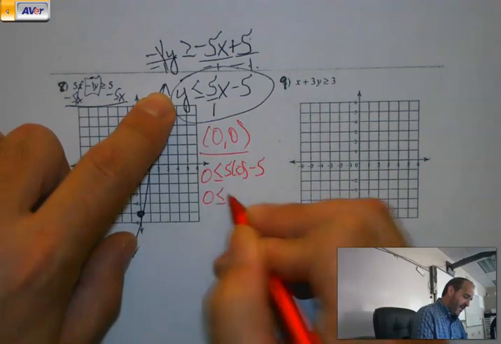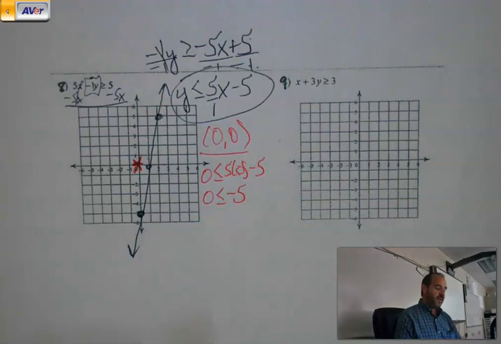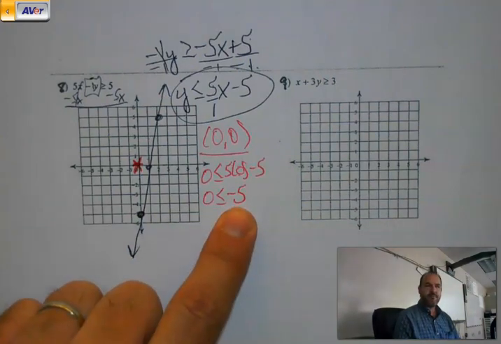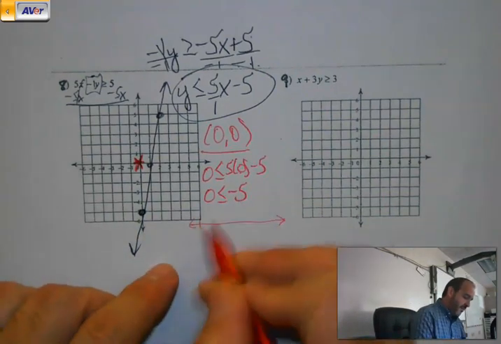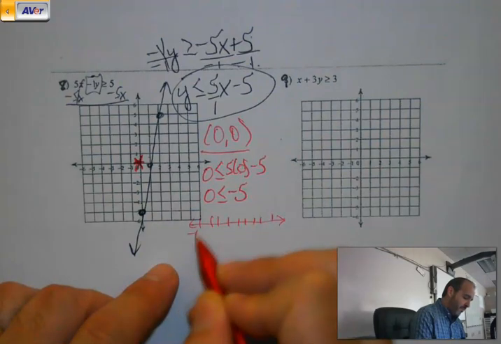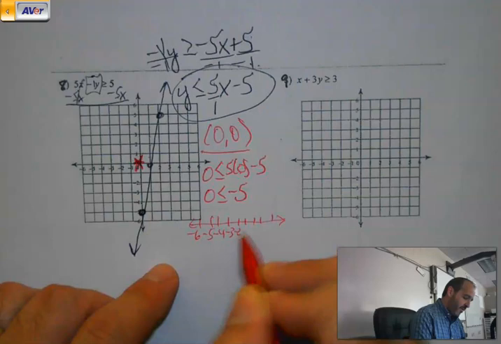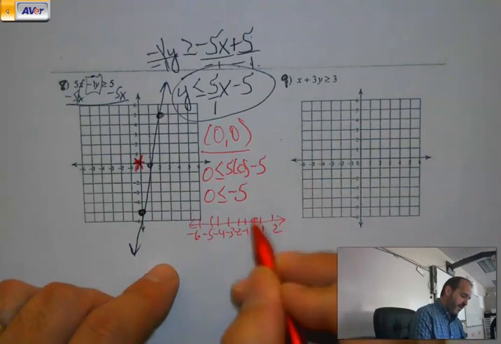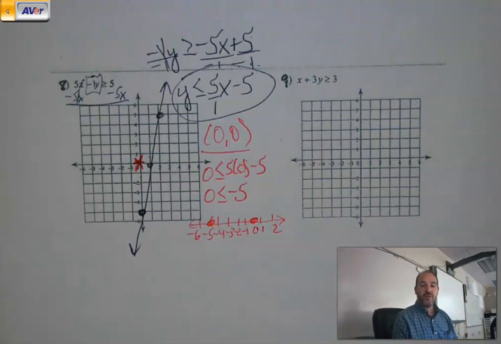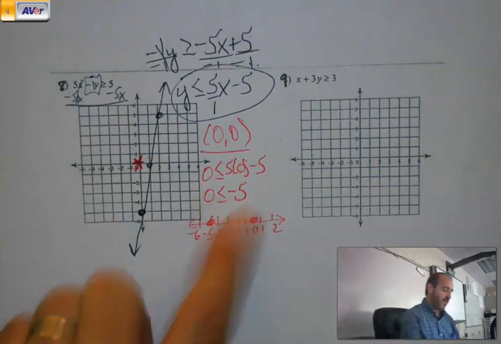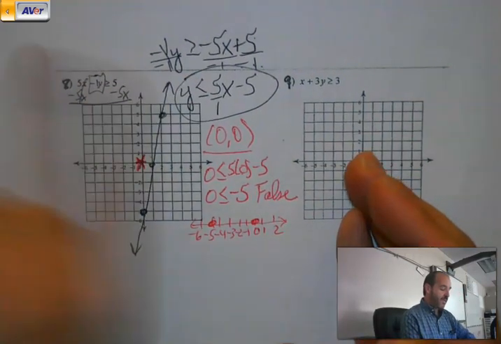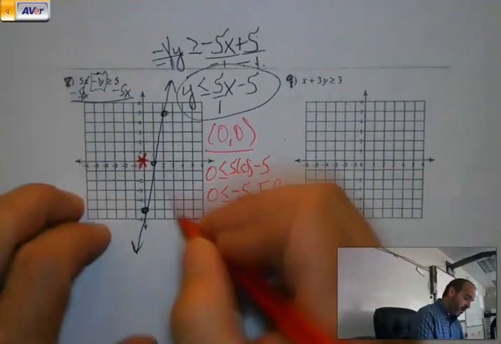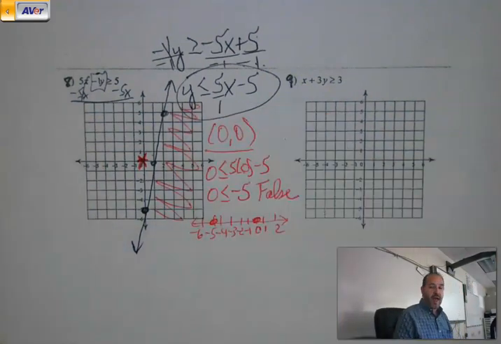0 minus 5 is -5. Okay. Is 0 less than -5? Now, if you're not sure, make yourself a little number line. There is nothing illegal about giving yourself a little bit of help on things. Here's 0, here's -5. Which one's further to the left? -5 is, that's less. 0 isn't less, -5 is less. This is false. So since this is false, this whole side of my graph where my test point is doesn't work, it's wrong. So I shade on the other half.